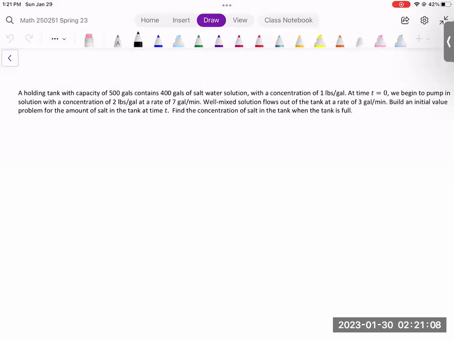We're going to build our DE and solve it, and then answer some questions about our model. So let's take a look. So we have this tank that has a capacity of 500 gallons. And we are starting with 400 gallons of solution. And the concentration of the solution is equal to 1 pound per gallon at the start.